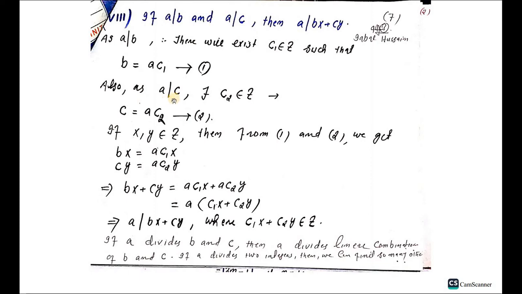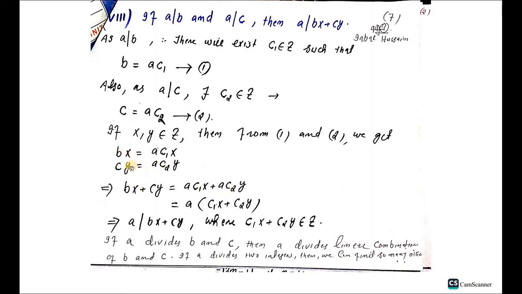So since a divides c, we will have an integer c2 such that c is equal to a c2. Now if x, y are two integers, then from 1 and 2, multiplying this equation by x, and similarly multiplying this equation by y, we get bx plus cy. Taking the multiple and putting the value for b, b is equal to a c1, and c is equal to a c2. Now add these two equations.